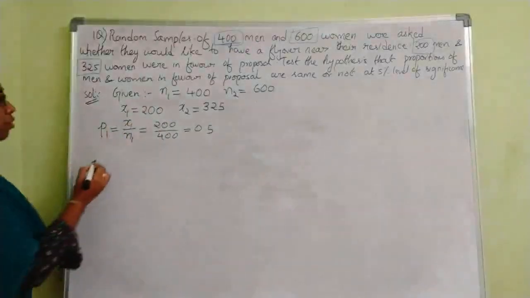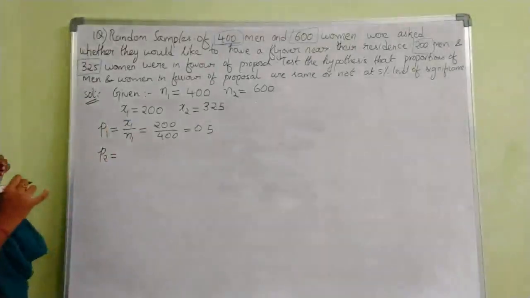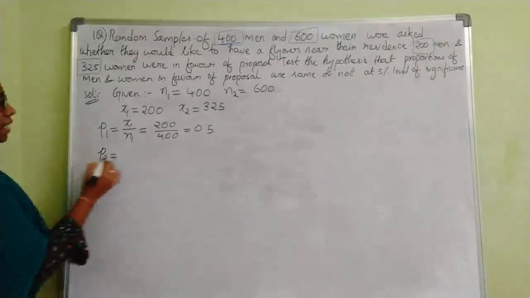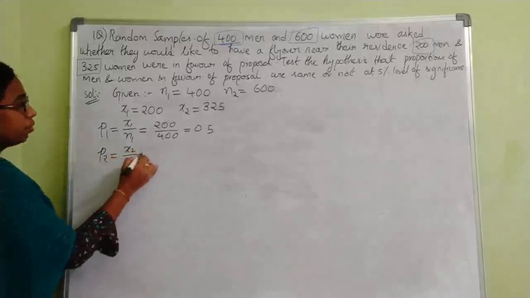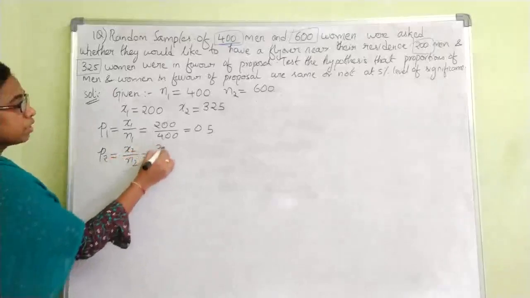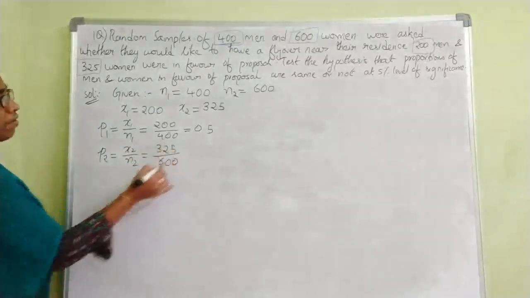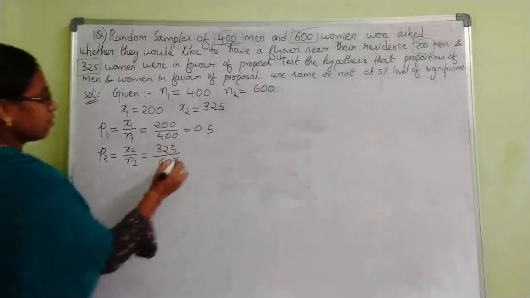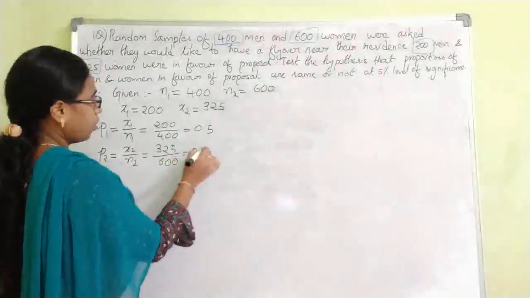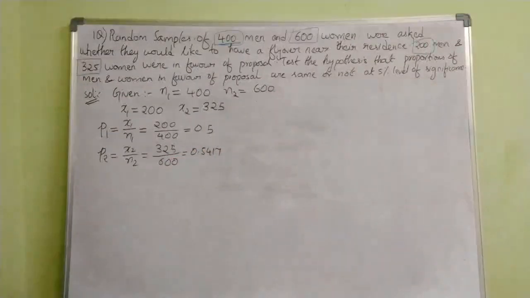Similarly, find P2, the proportion of the women sample, that is the second sample. So P2 equals X2 by N2, which is 325 divided by 600. So 325 divided by 600 is 0.5417. So we got P1 and P2.